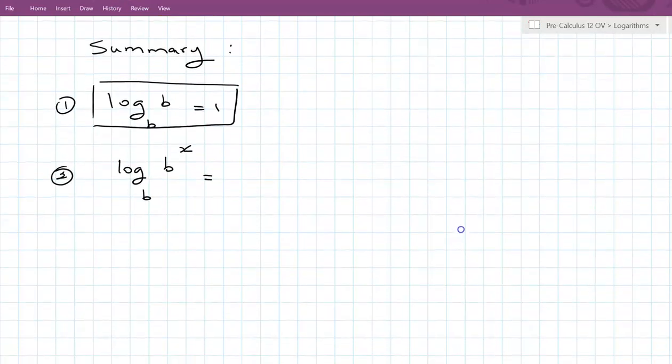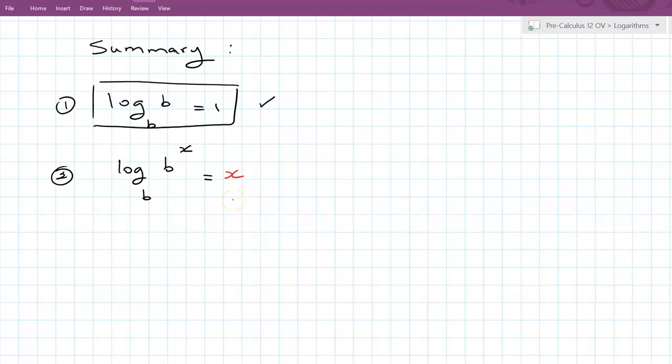Okay, let's do a few summaries. The first one, very easy one. Log of b base b is equal to 1. Simple as that. That's the very fundamental first rule of log. Excellent. Next one, if we have a setup like this, log of b to the x base b, well, we know b to what exponent is b to the x? Well, in this case it will be x.